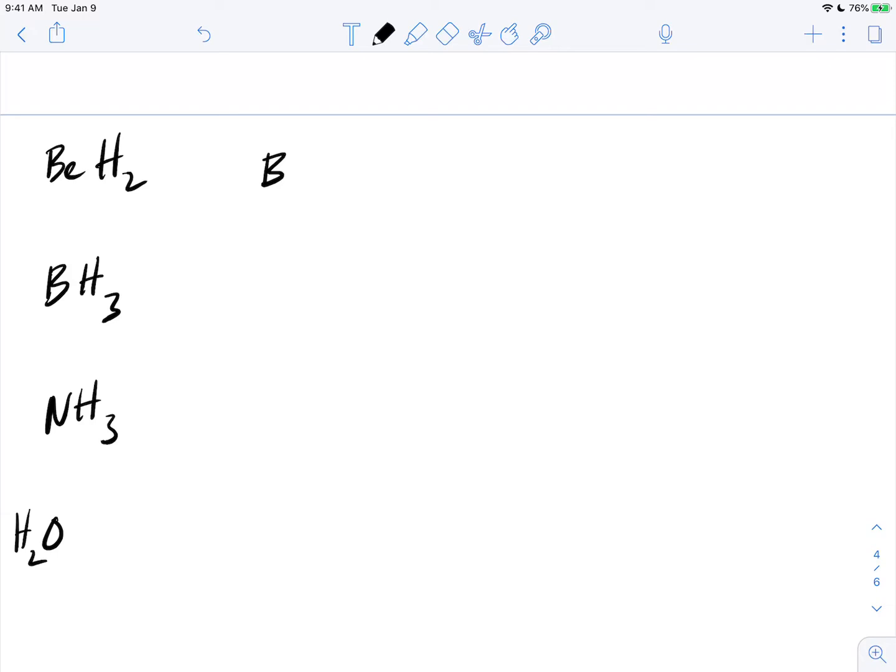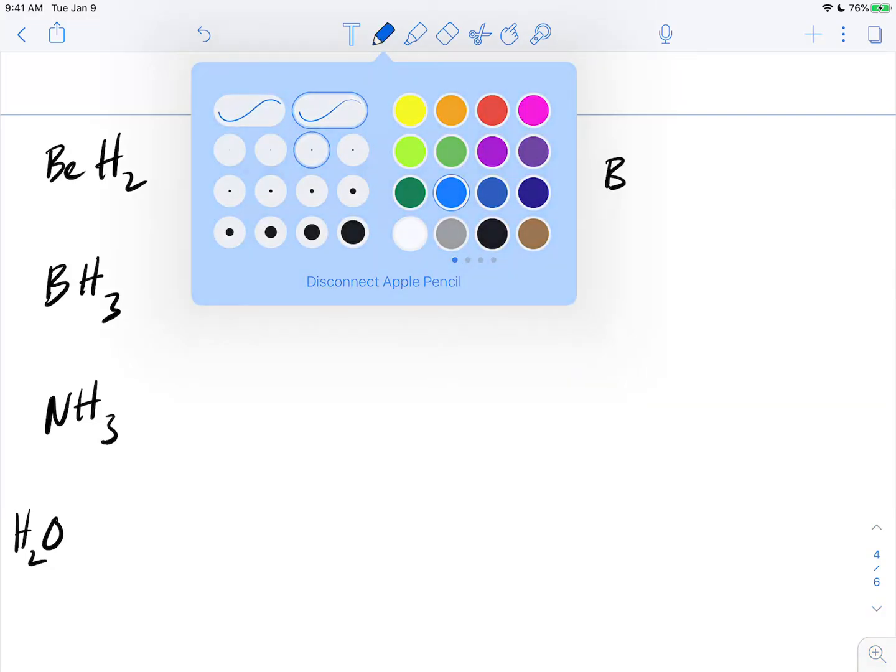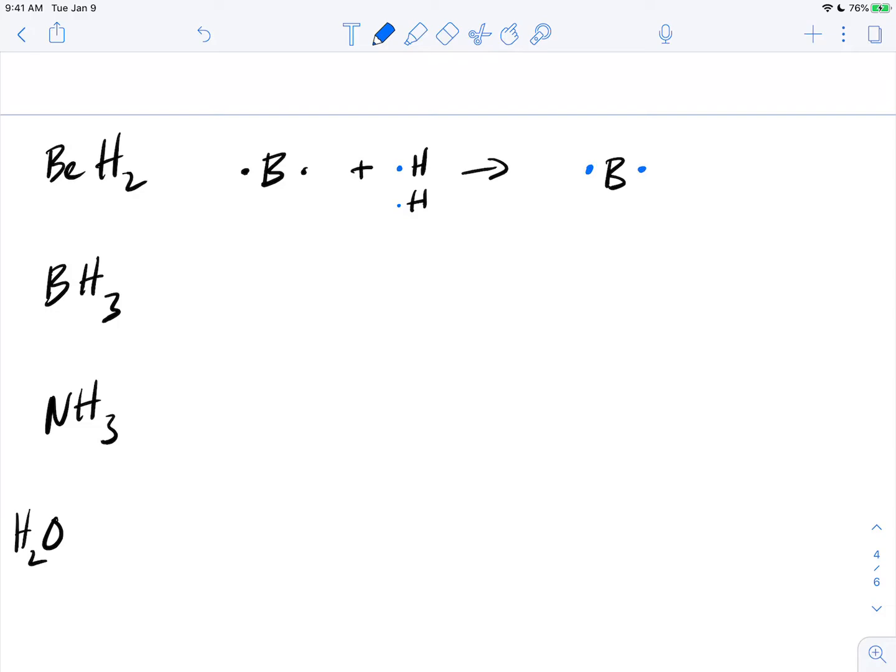But we'll start here. Beryllium in this case has 2 valence electrons. It has 4 electrons total, 2 core electrons in the 1s and 2 in the 2s. So I'm going to put these 2 electrons here and here. And we have 2 hydrogens that have 1 electron each. We'll make the hydrogen have blue electrons. So the hydrogen is going to come in on this side, and beryllium will have its electrons. And so that's BeH2. There are no lone pairs on the beryllium, so this is one of the exceptions to the octet rule.